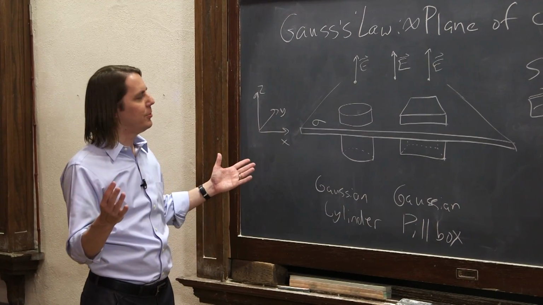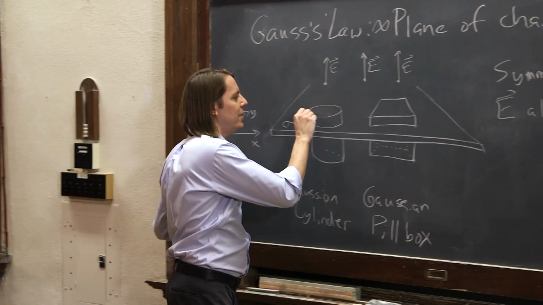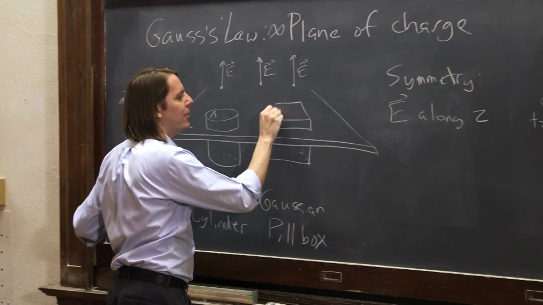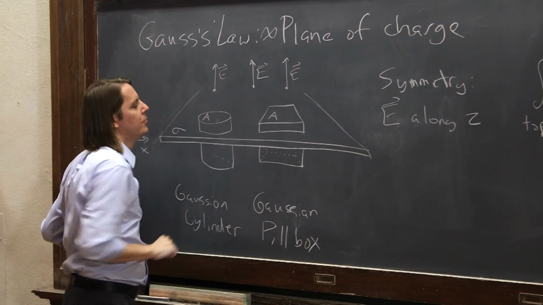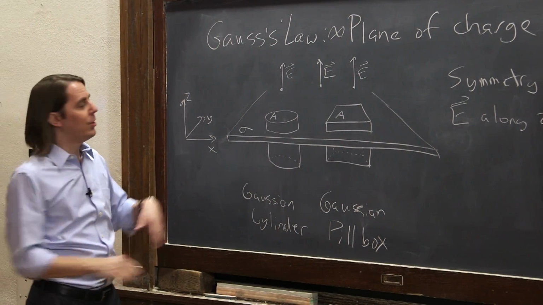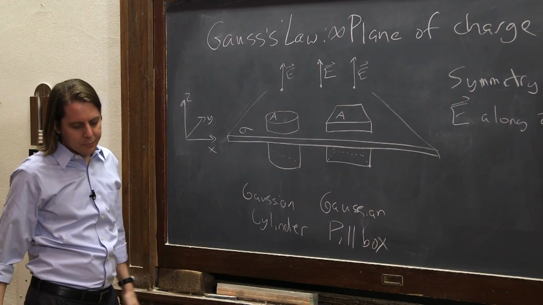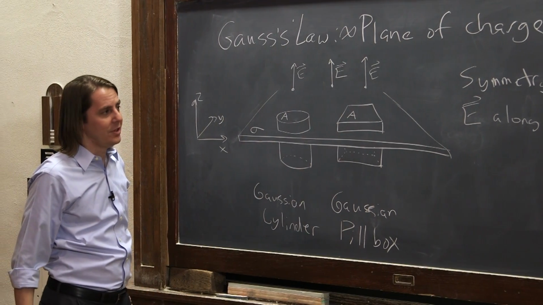Okay? And then you just look at it and you figure out what those are. And since we've set it up with symmetry, it's not too bad. We could say these surfaces have a top area A, like that. And that's actually all we need to know. We don't even actually care what the length is. You'll see it doesn't matter.